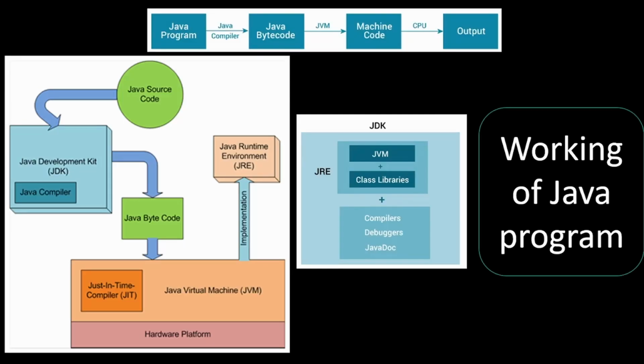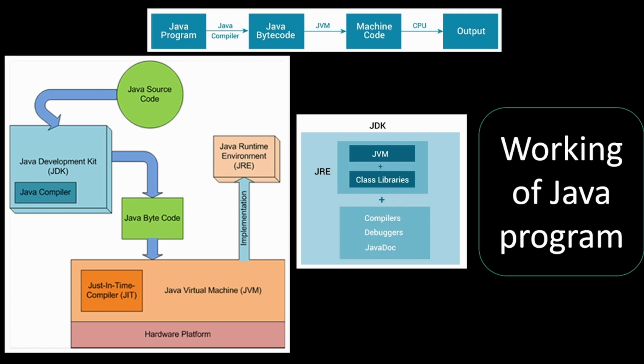So, how does a Java program work? In order to understand the working of a Java program, you first need to understand what Java source code, bytecode, and machine language code are. The Java source code is the code that we write into our editor. It's pure Java code. The bytecode is about zeros and ones. And lastly, the machine language code is the instructions and commands that the CPU understands.